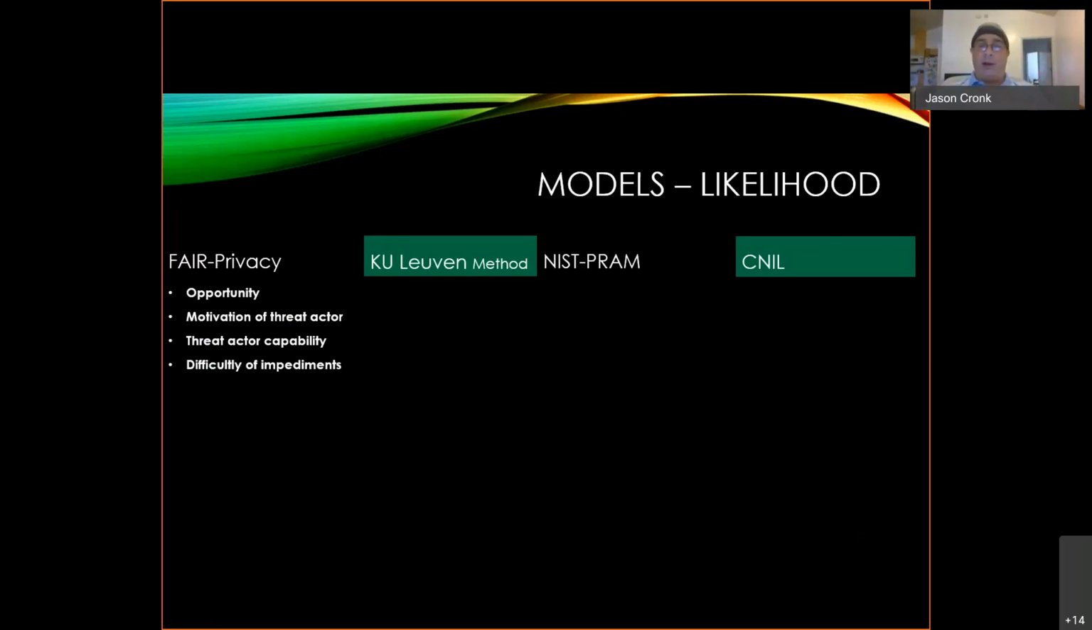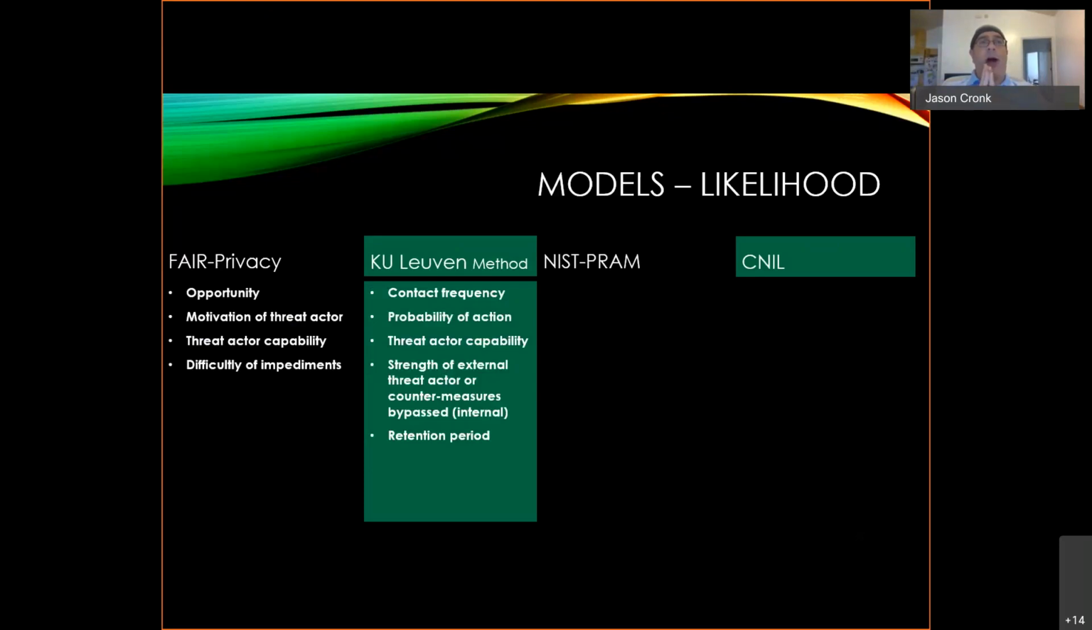Then the difficulty of impediment. How difficult have I made it for this threat actor to do something? Am I giving them plain text or am I giving them encrypted data? Is it abstracted such that I'm only giving data that's grouped by groups of people? I'm not giving them individual data. Anyway, those are the four factors.